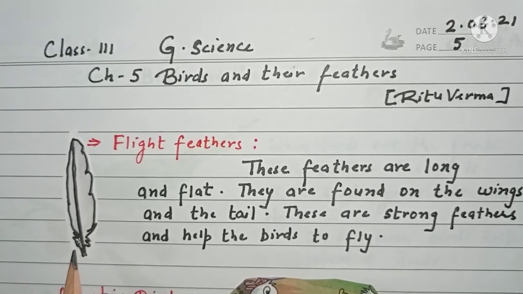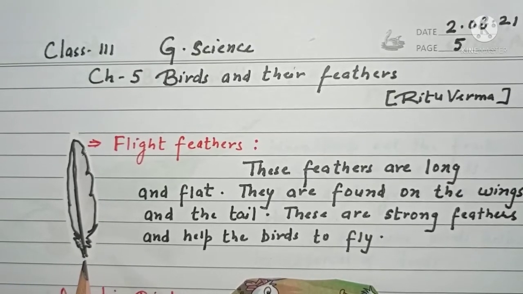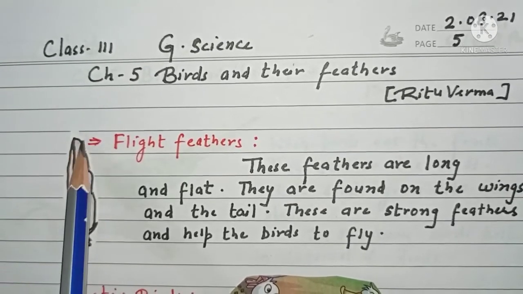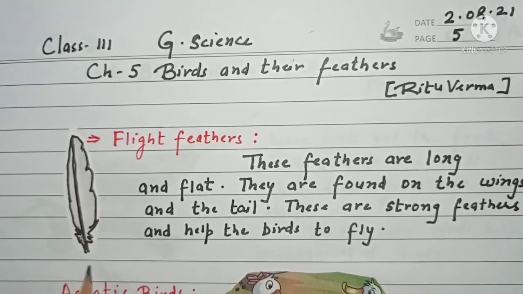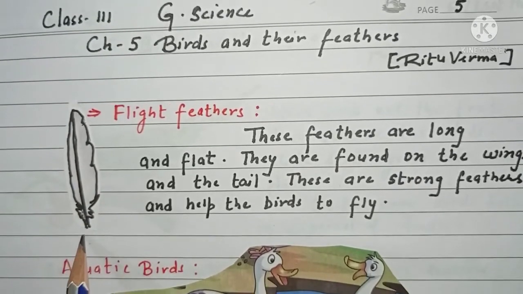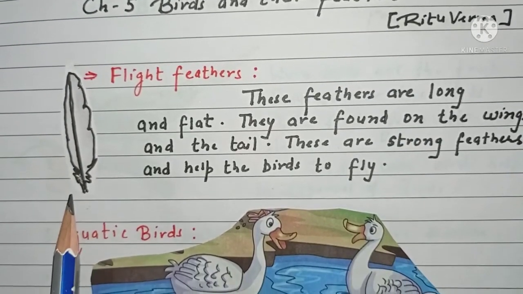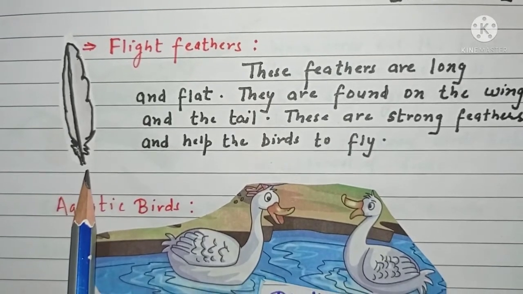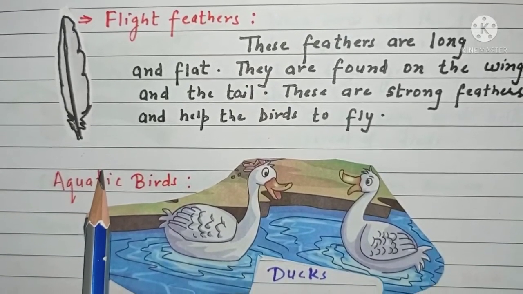And the third category, the flight feathers. These feathers are long and flat, and they are found on the wings and the tail. These are strong feathers and help the birds to fly.